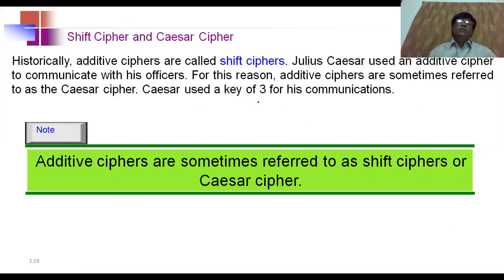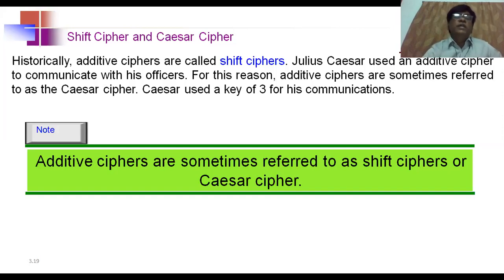Now, why is this called shift cipher? Why is it called Caesar cipher? Historically, additive ciphers are called shift ciphers. And Julius Caesar used an additive cipher to communicate with his officers. For that purpose, this cipher is also called the Caesar cipher.